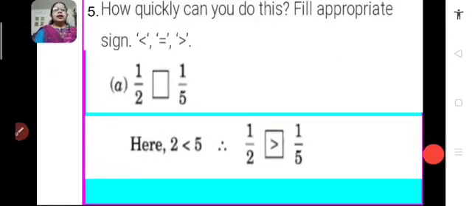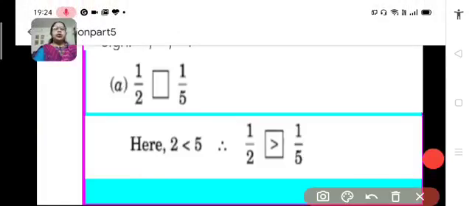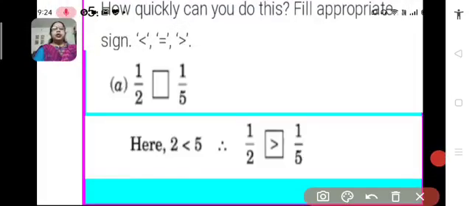Next, how quickly can you do this? Fill with appropriate signs. We have to compare the fractions, which is bigger, which is smaller, or whether they are equal. Here we can see the two fractions 1 upon 2 and 1 upon 5. The numerators are the same, so we will compare the denominators. The fraction with the lesser denominator will be the greater one. So, 1 upon 2 is greater than 1 upon 5.